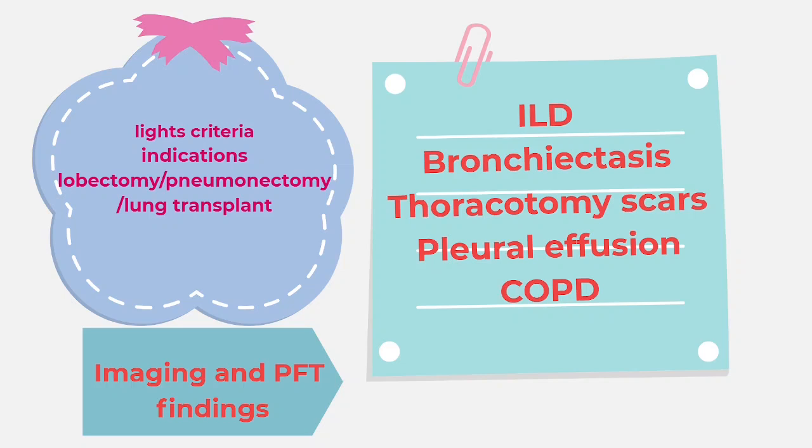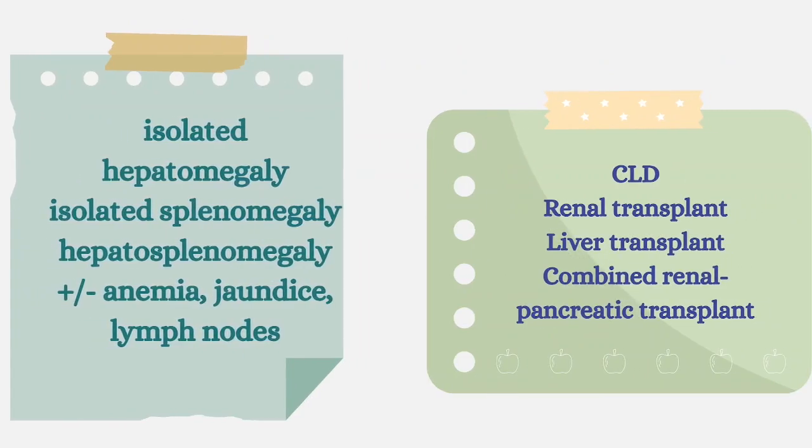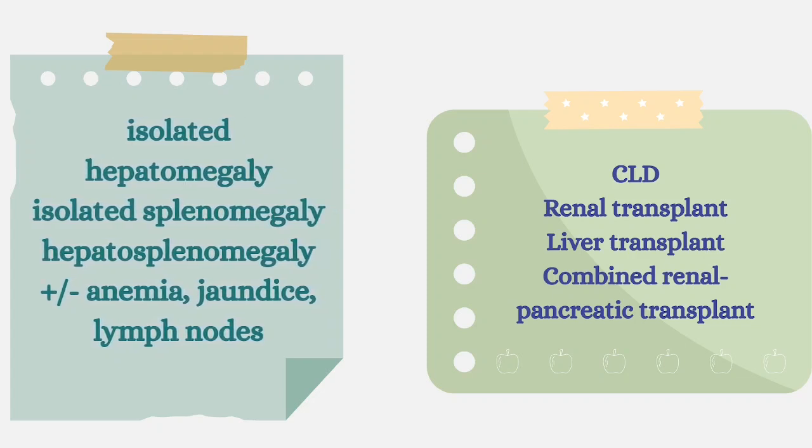For the abdomen station: chronic liver disease, renal transplant, liver transplant, combined renal and pancreatic transplant. These are really important. Also, the differentials for isolated hepatomegaly, isolated splenomegaly, hepatosplenomegaly, with or without lymphadenopathy, and with or without anemia or jaundice. These are separate categories and the differentials should be on your fingertips. Practice presenting these cases, mentioning the specific investigations and the management plan. The management should include both pharmacological and non-pharmacological measures.